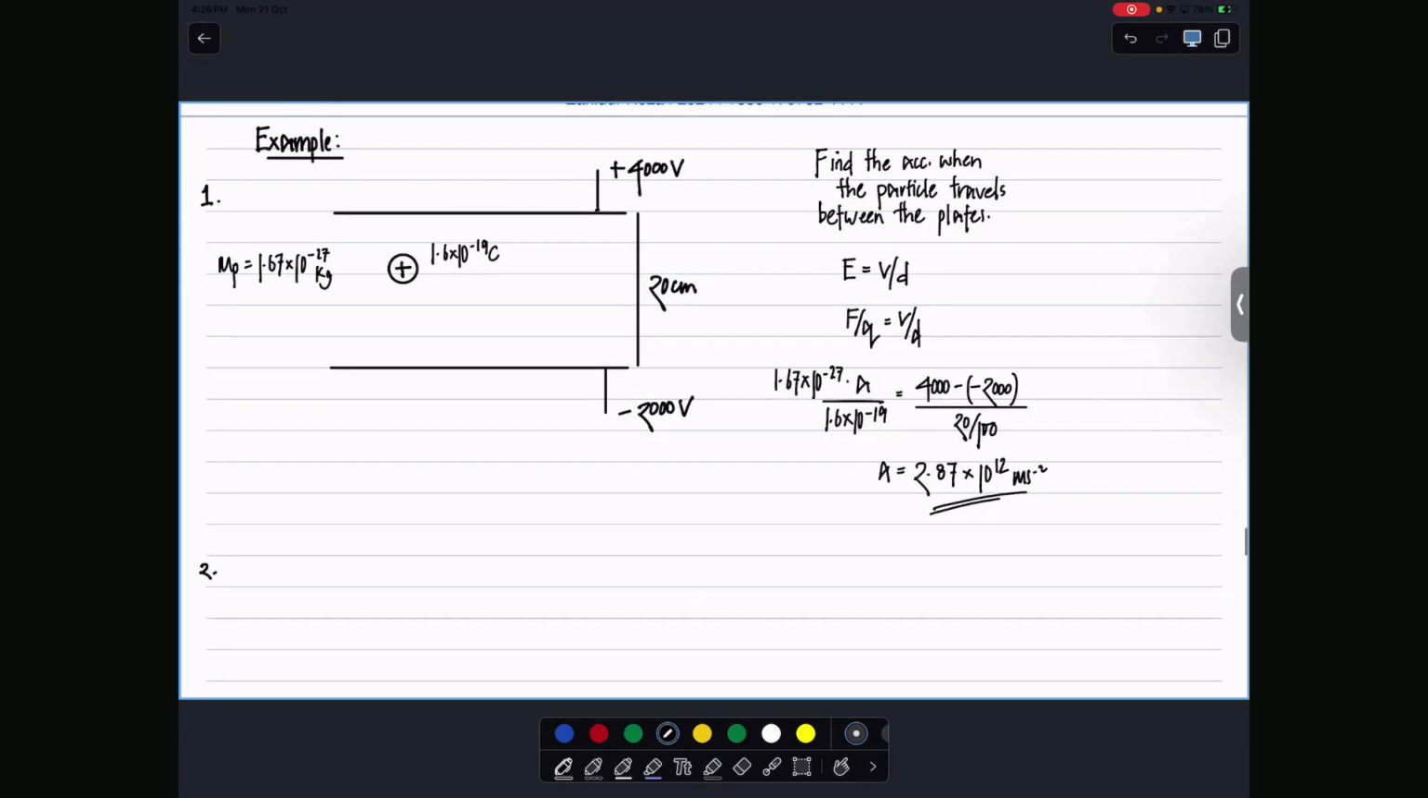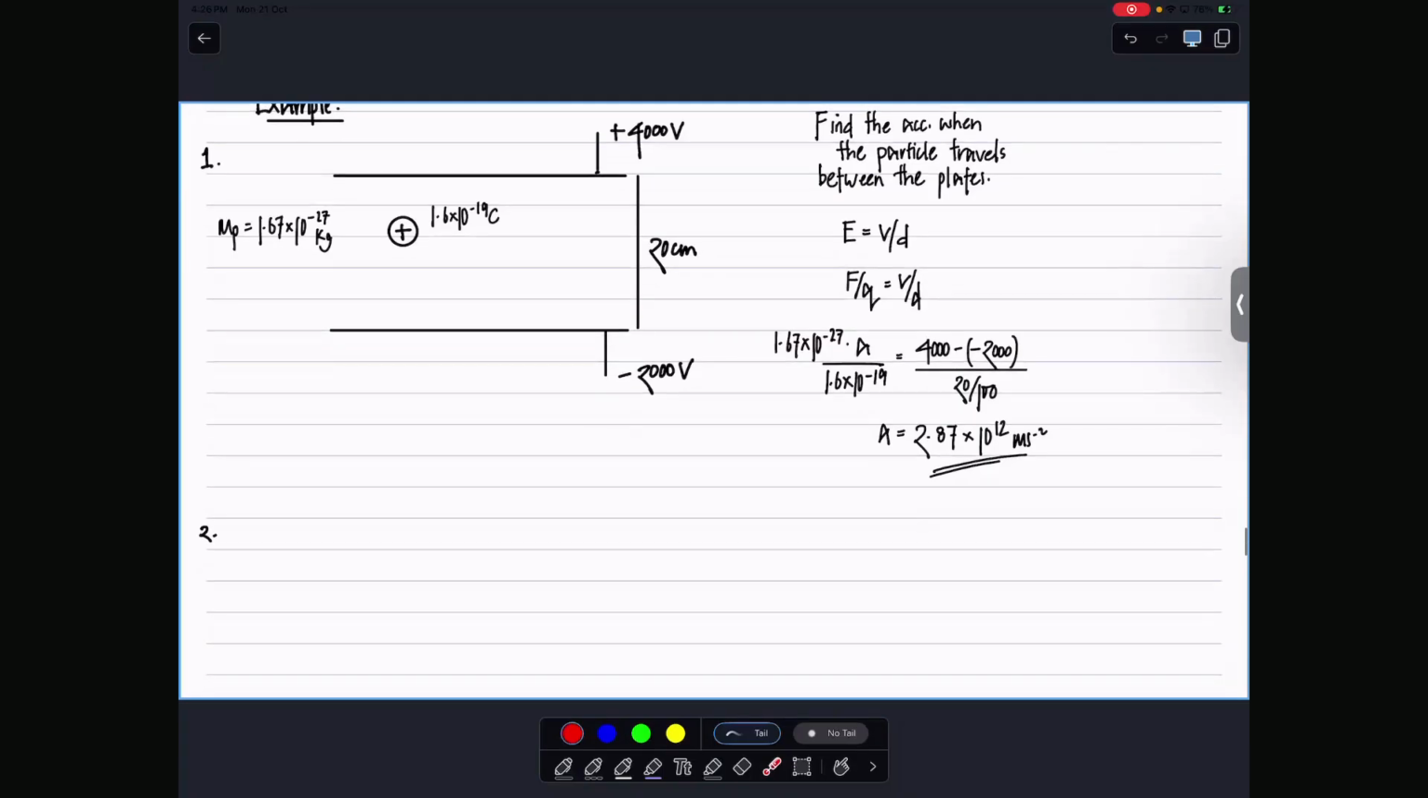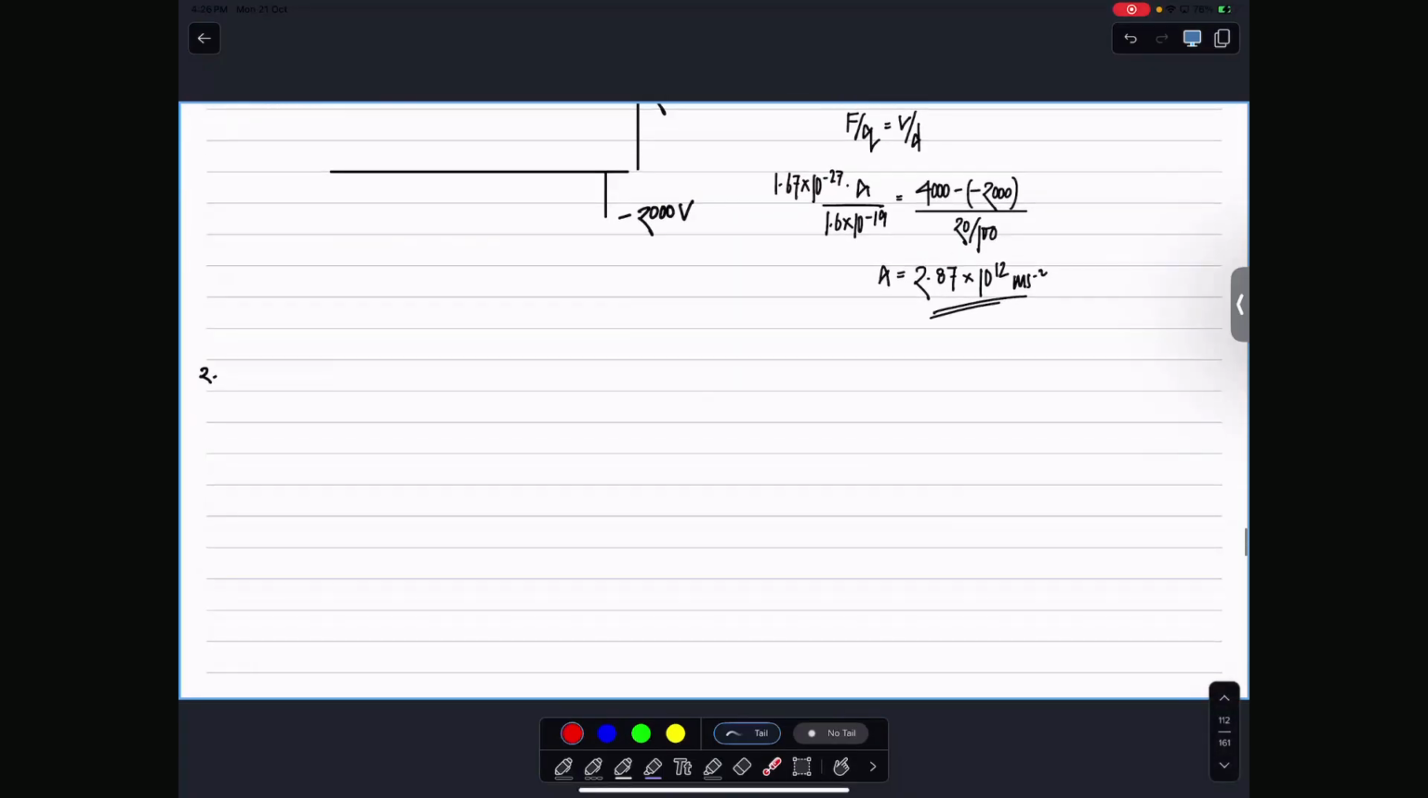3 into 10 to the power 12. 1.6 নিলে 3. Right, so question.